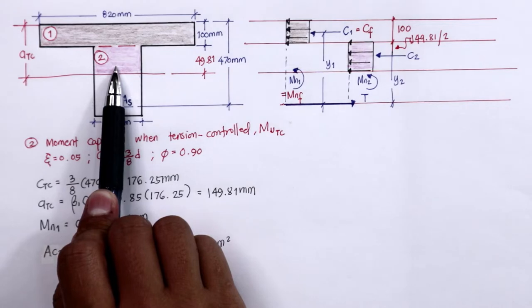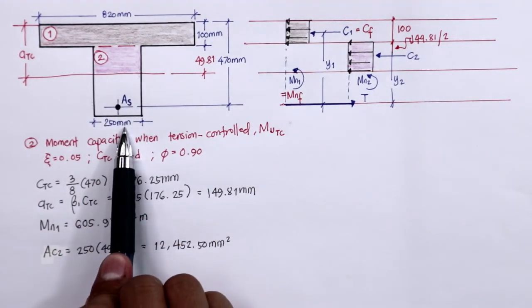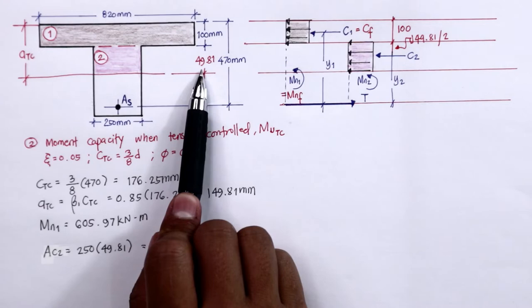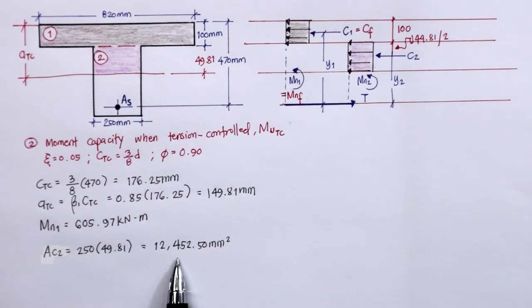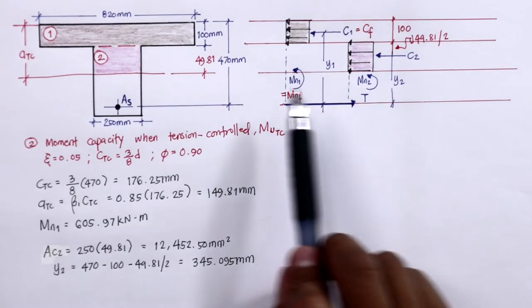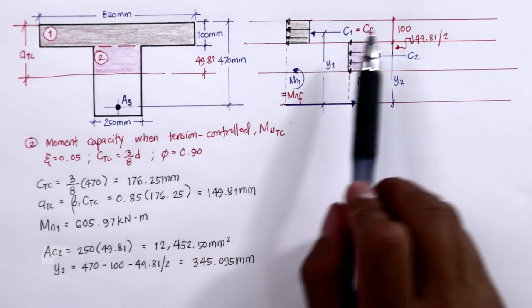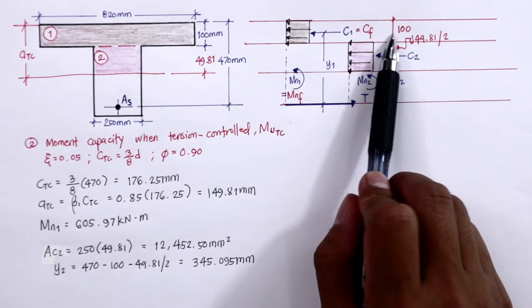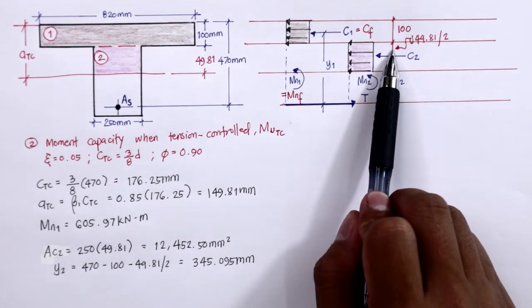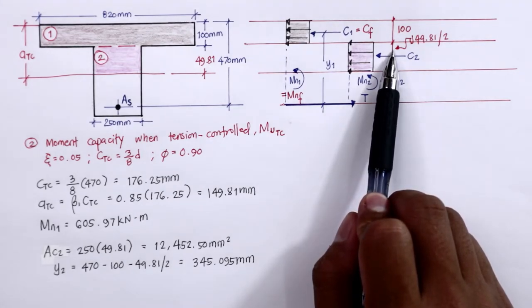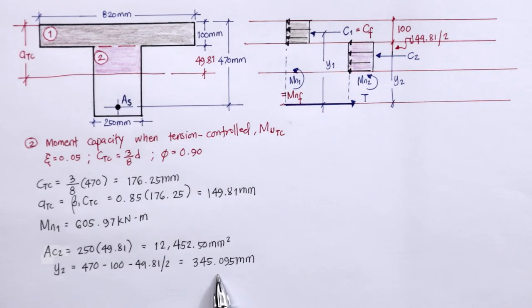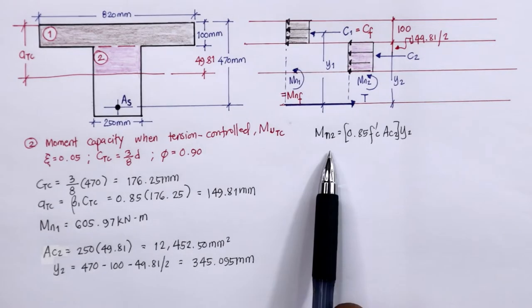Solving for the value of area 2 is equal to 250 multiplied by 49.81. And the value of area 2 is equal to 12,452.50 mm squared. Para naman makuha yung value ng Y2 equal to 470 minus this distance 100 and minus this distance equal to 49.81 over 2. Then the value of Y2 is equal to 345.095 mm.